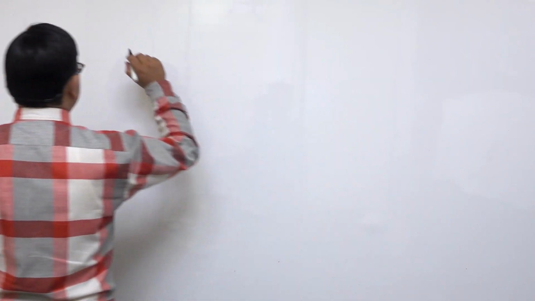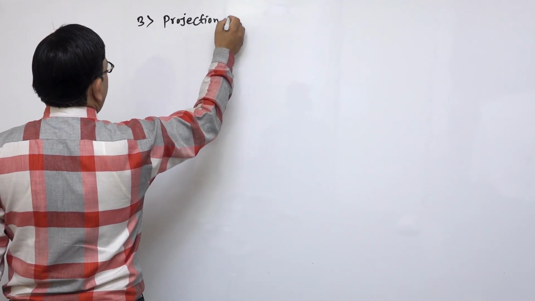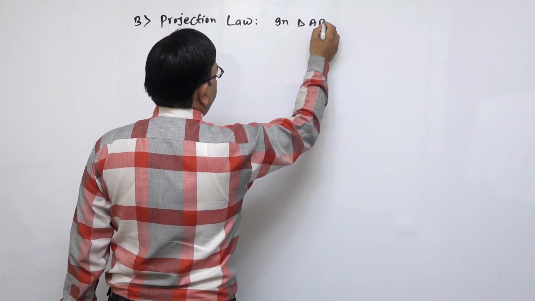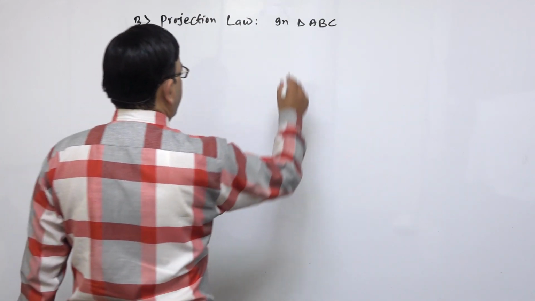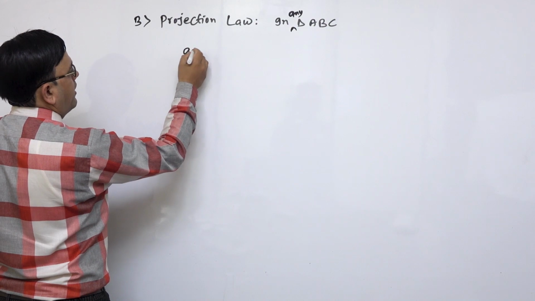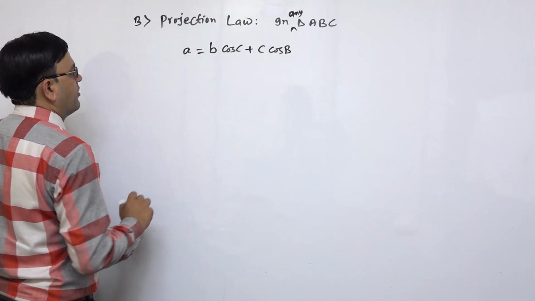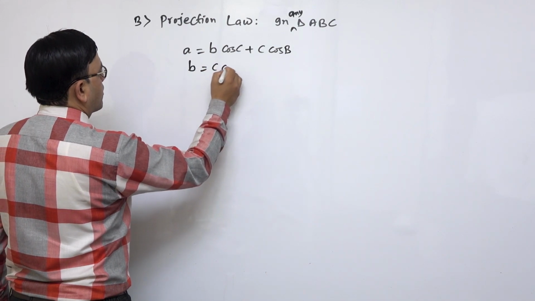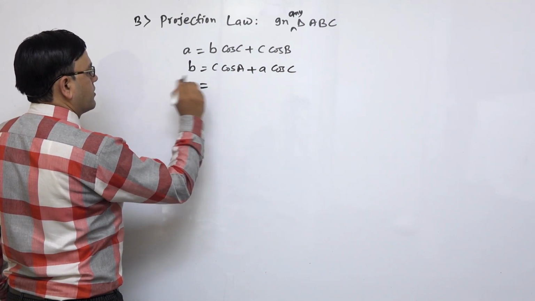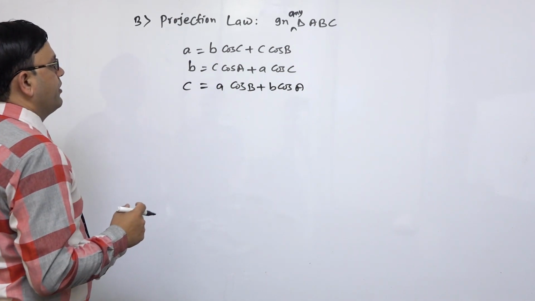Now projection law, number 3. In any triangle ABC, according to the projection law, we know a is equal to b cos C plus c cos B. Similarly, b is equal to c cos A plus a cos C. And similarly, another one, c is equal to a cos B plus b cos A. These are the formulas of the projection law.